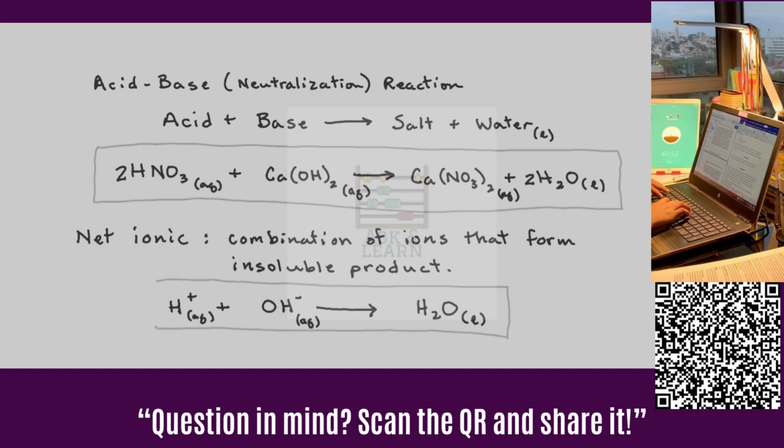Notice the other ions in the reaction are what are known as spectator ions. And they are omitted from the net ionic equation. They're called spectator ions because they are the same on both sides of the reaction. We have aqueous calcium ions and aqueous nitrate ions. So those are the spectator ions, and we omitted those from our net ionic equation.